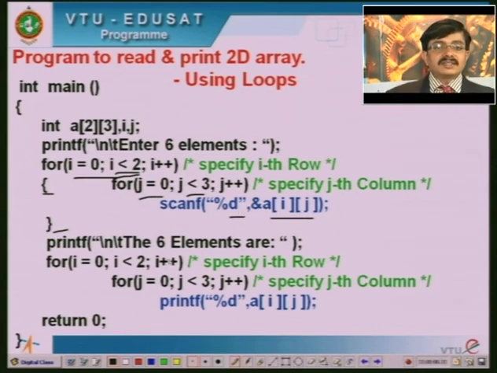Now to print the 6 elements of the matrix, like i is equal to 0, i less than 2, i plus plus, I can use the same statement, and here instead of ampersand, we print the elements, not the address. Here we are just printing the elements of the matrix. This is the way how I can use the looping construct to read and print the matrices.